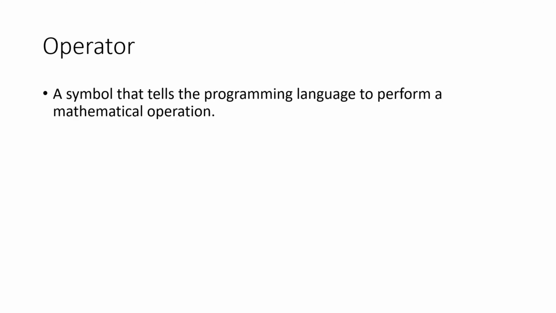So the first one is an operator. I'm not sure if you heard about this in maths or not, but an operator is basically a symbol that tells the programming language to perform a mathematical operation. So what do you mean by that? The plus sign, the minus sign, the multiplication sign, and the division sign. All of these are operators in maths, and of course it's the same in programming. So when I refer to operators, I mean the plus, minus, multiplication, or division sign.